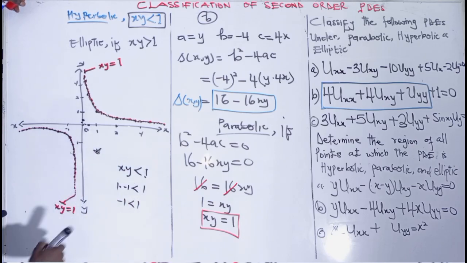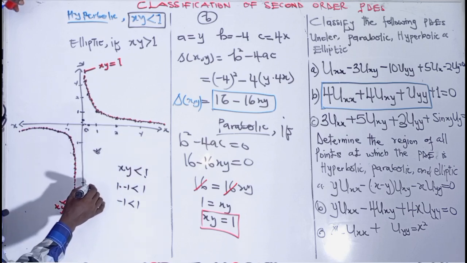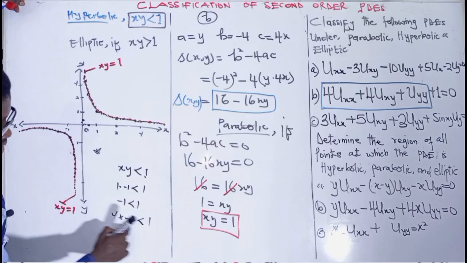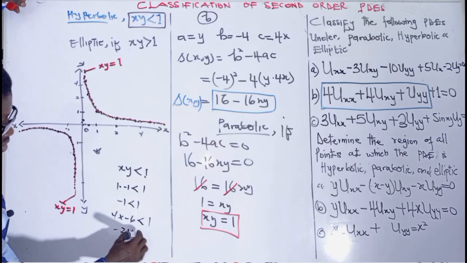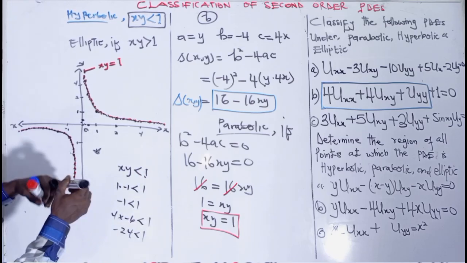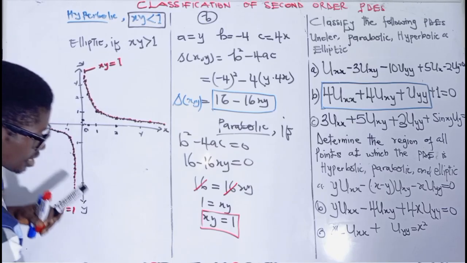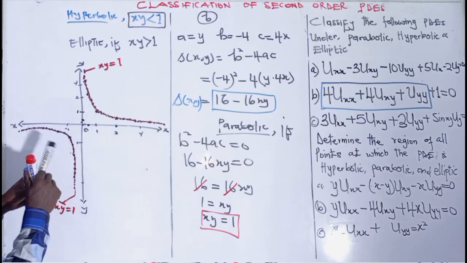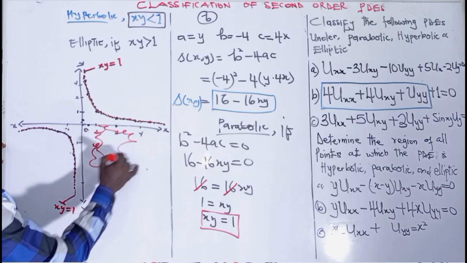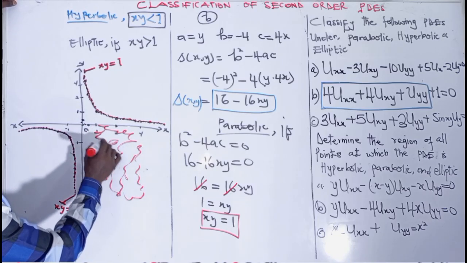So we have any point here. Let's take this one, 4, and then let's say minus 6. So we have 4 times minus 6. Is it less than 1? This gives us minus 24, which is less than 1. Does it satisfy the inequality? It's satisfied. So you can see that any point that we pick in this region will make the PDE hyperbolic.